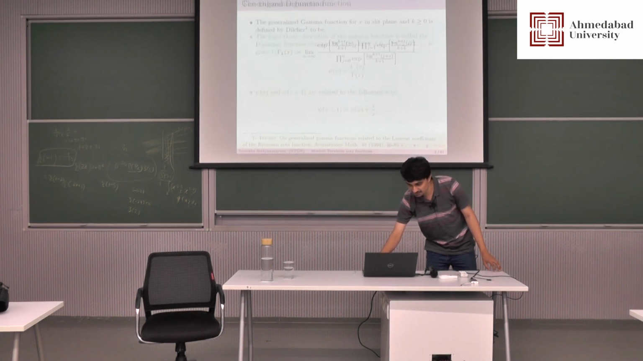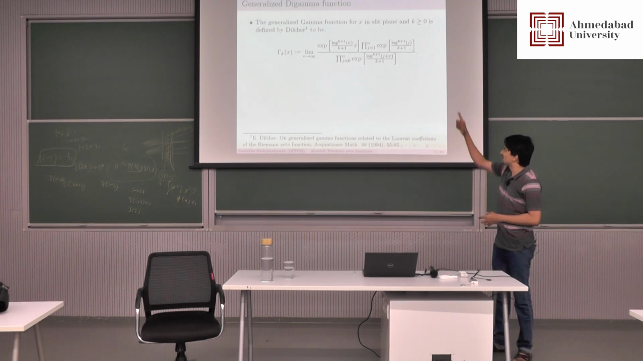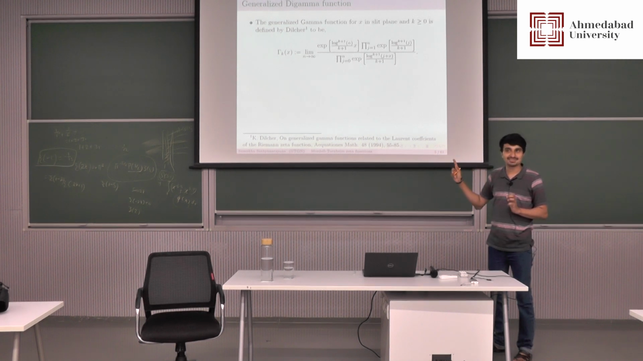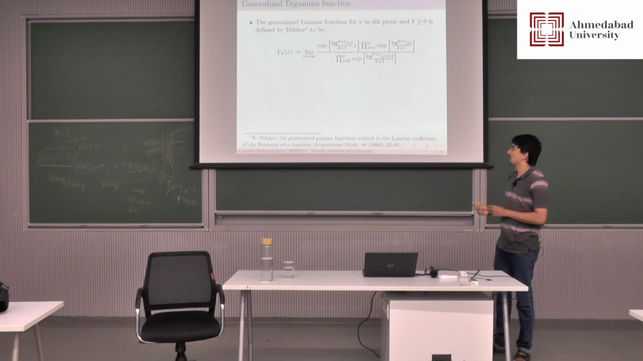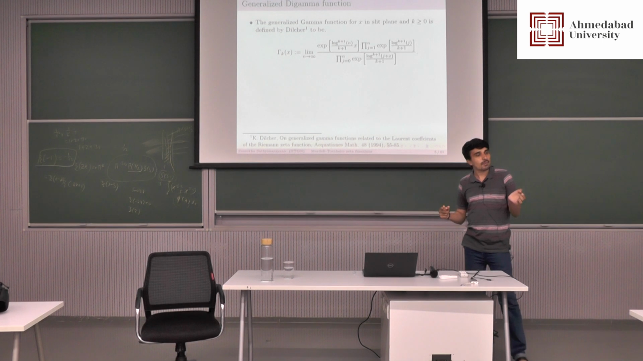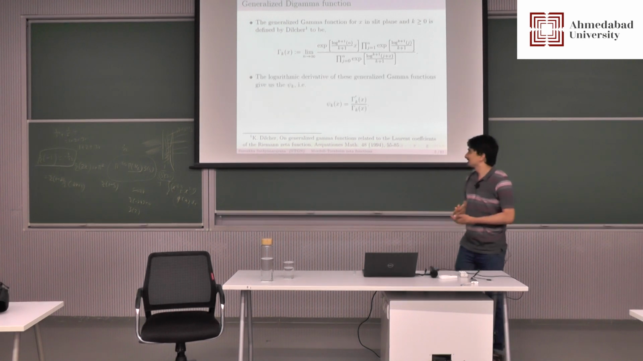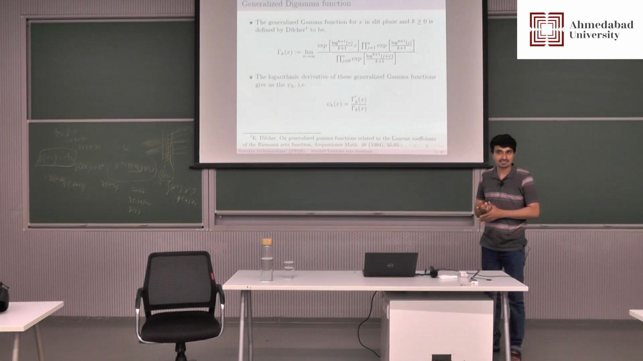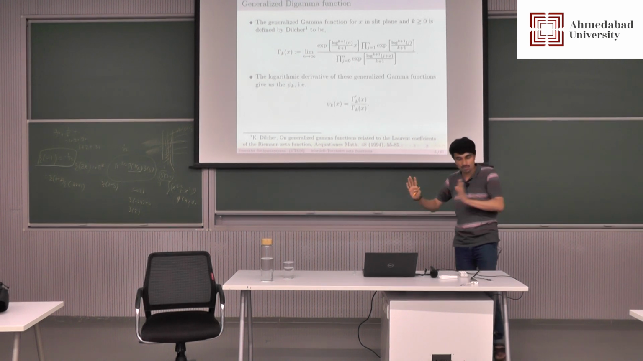What Dilcher did was, he defined this function. This is the limit as n tends to infinity of these exponential factors. If you put k equal to 0, this matches with our gamma function. This is for all k. This is called the generalized gamma function. Now you do what you have done with the gamma function: take the logarithmic derivative of this. That is the generalized digamma function. So it is analogously gamma, digamma, generalized gamma, generalized digamma. You have these objects in your hand.